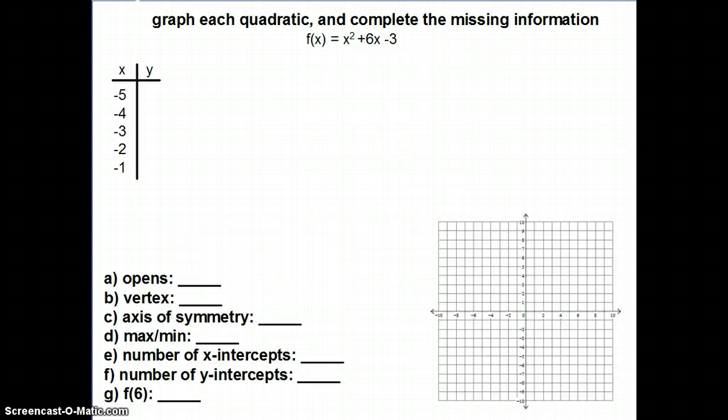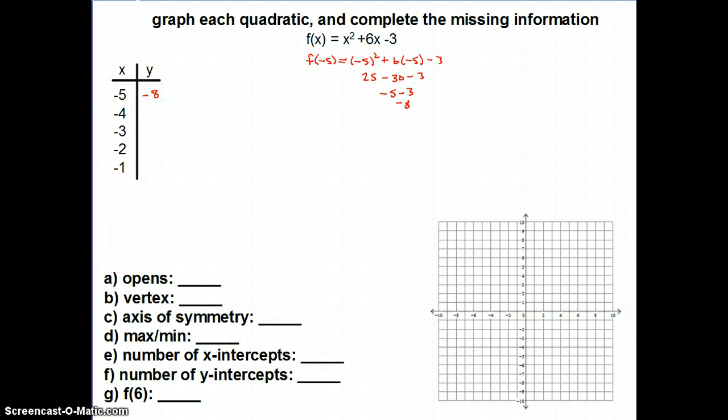On this next slide, we're going to go ahead and graph the quadratic and then complete the missing information down here in these A through G steps. As before, I'll complete the first element of the chart, and then I'd like for you to pause the video and complete the rest of the chart and the graph on your own. First, I'm going to plug in my -5, so f of -5 is -5 all squared plus 6 times -5 minus 3. -5 squared is 25. 6 times -5 is -30 minus 3. 25 minus 30 is -5, minus 3 is -8. So the y value when x is -5 is -8.